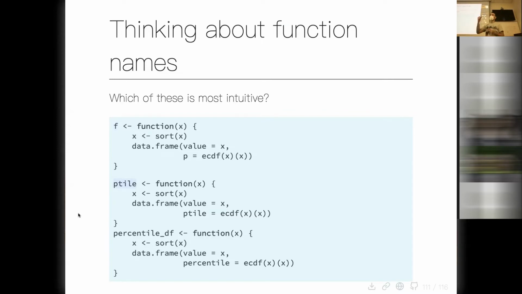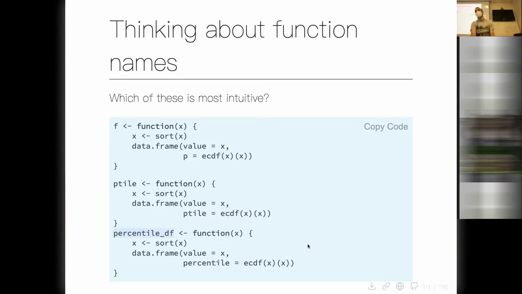It's taking any numeric vector and it's returning the percentiles for that vector. But even better would be percentile underscore df, because now you're getting an idea of what it's doing, computing percentiles, and what the output is going to be, a data frame. So when you're writing functions, try to be careful about what you're naming them and try to give them as meaningful names as you possibly can. This turns out to be much more difficult than you would expect.